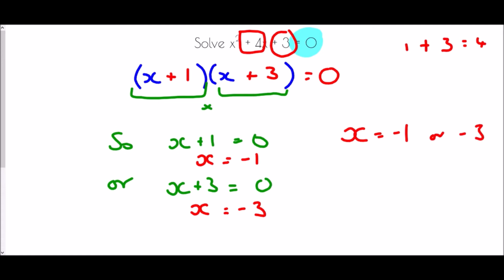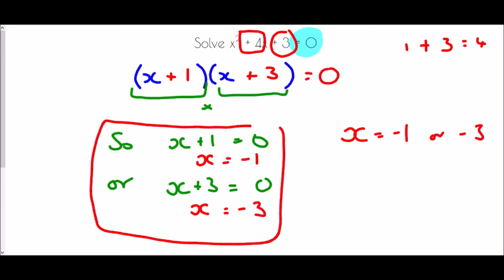And how could I have gotten that answer really quickly without having to do this piece of working out here? Well, it all comes down to the numbers inside of the brackets. If you just check, we had plus 1 in the first bracket and we ended up with an answer of negative 1. We had plus 3 in the second bracket and ended with an answer of negative 3. All we do is we take the negative version of what is already in the brackets. They will be our solutions to the equation.